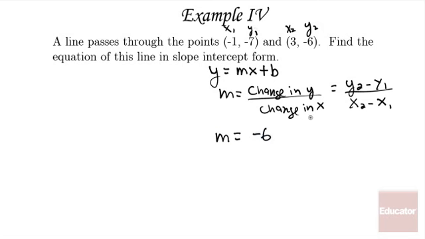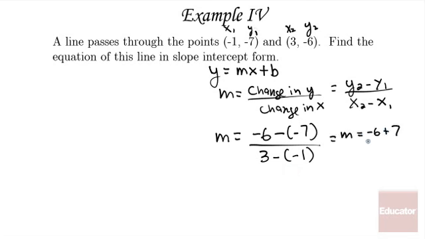And I'm going to plug those in so that I get m equals y2, which is negative 6, minus y1, which is negative 7, divided by x2, which is 3, minus x1, which is negative 1. Simplifying this, m equals negative 6 plus 7, divided by 3 plus 1. Therefore, m equals 1/4. So I know that the slope of the line is m equals 1/4.